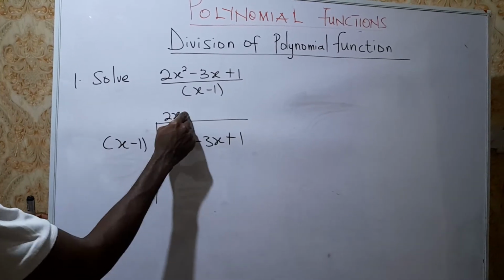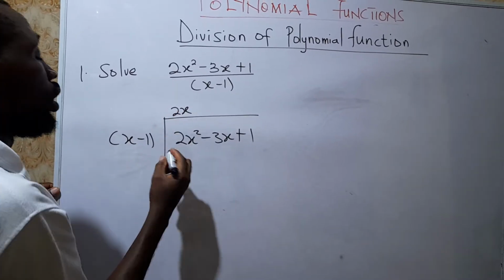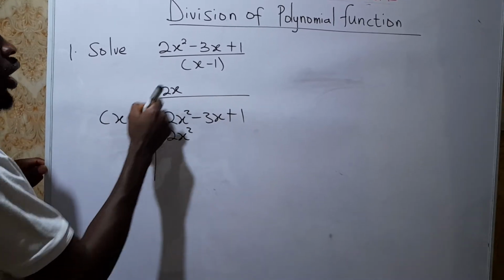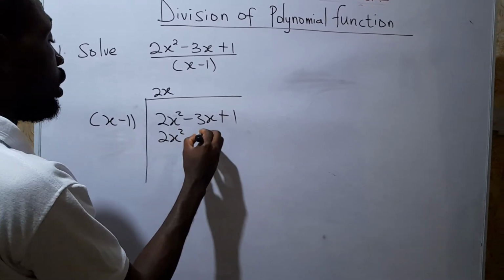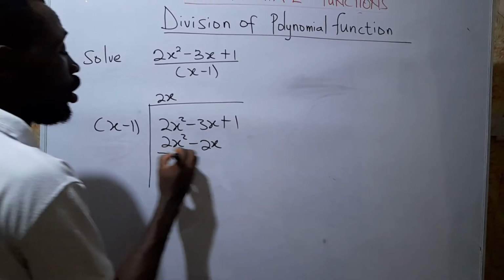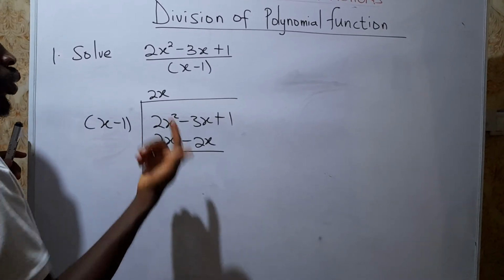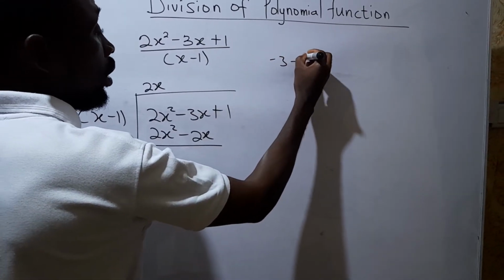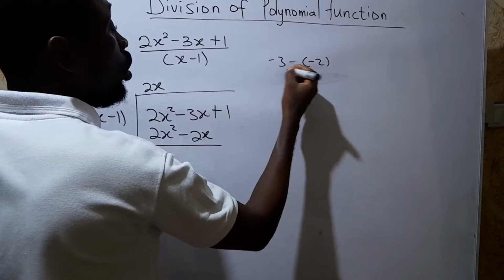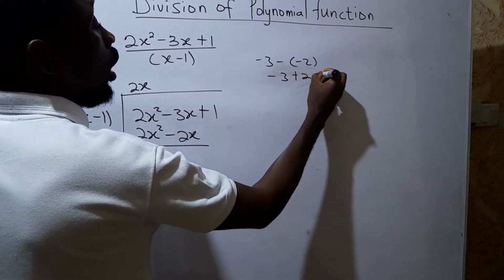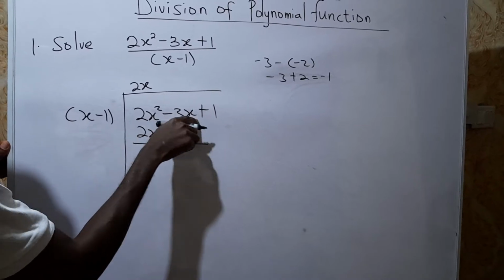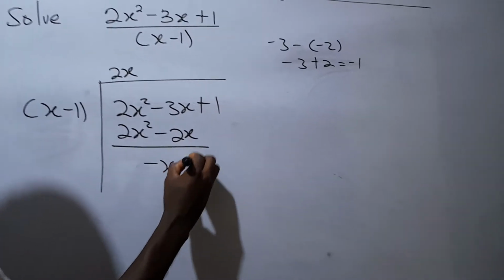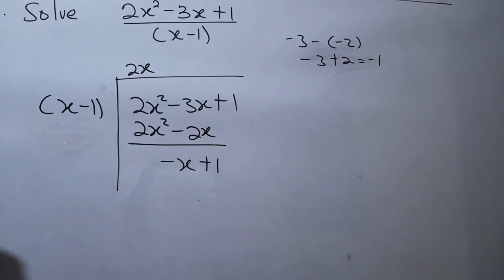So if this multiplies this, we'll get this. So s times 2s will get 2s squared. Then you let this multiply as well. So minus 1 times 2s will be minus 2s. What next? You subtract. So this from this will be 0. Then this from this, remember the subtraction. Negative 3s minus negative 2s will be negative 3s plus 2s, and that will be minus s. So we have minus s. Then we bring down our plus 1.